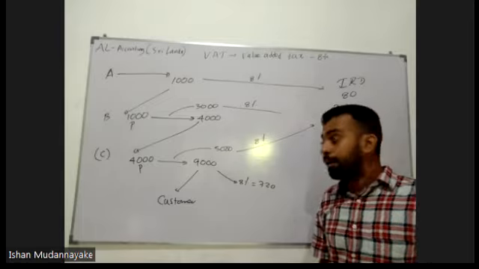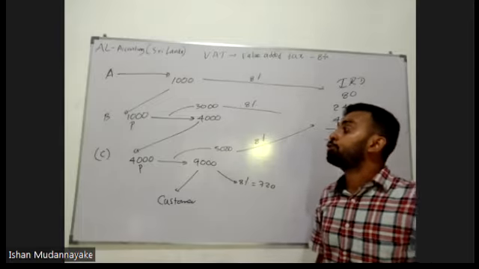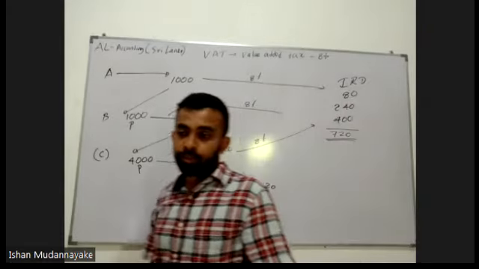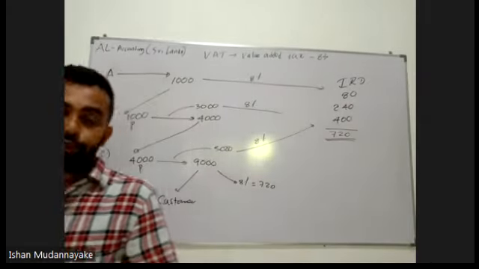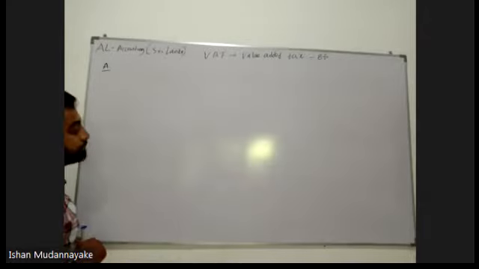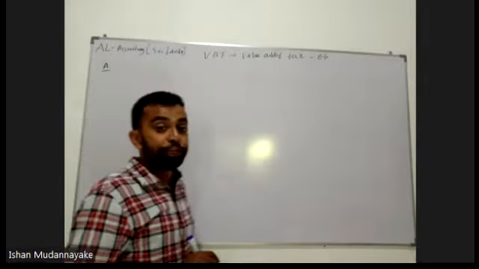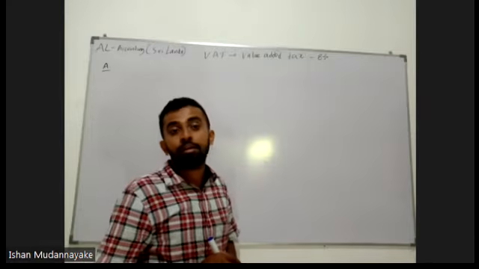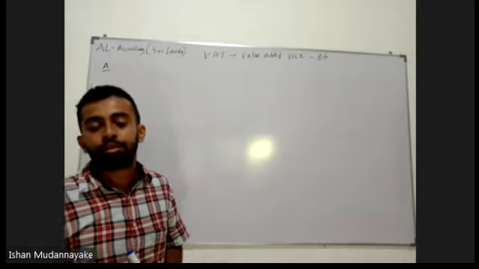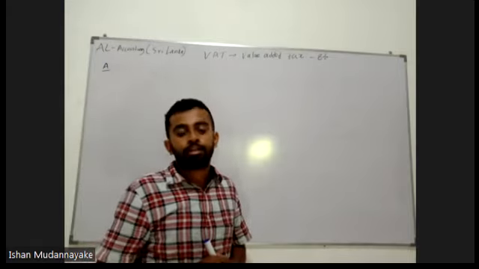Right. Now we will look at how to pass double entries by each business organization. Now we will prepare ledger accounts of each business organization. And we will look at how to pass double entries by each business organization for value-added tax.